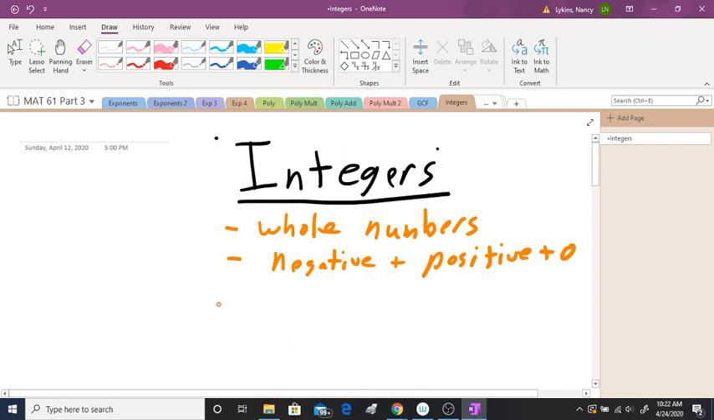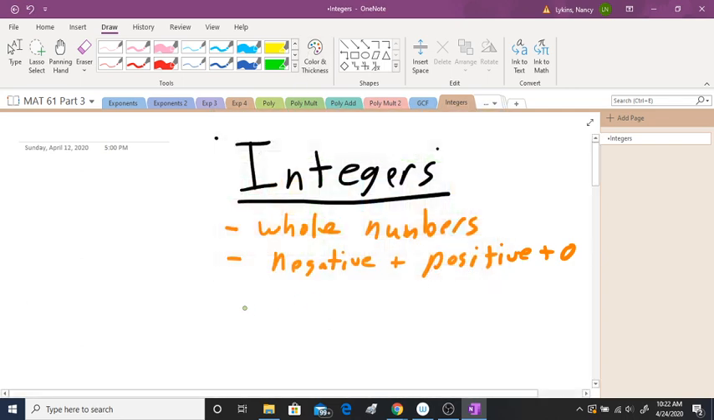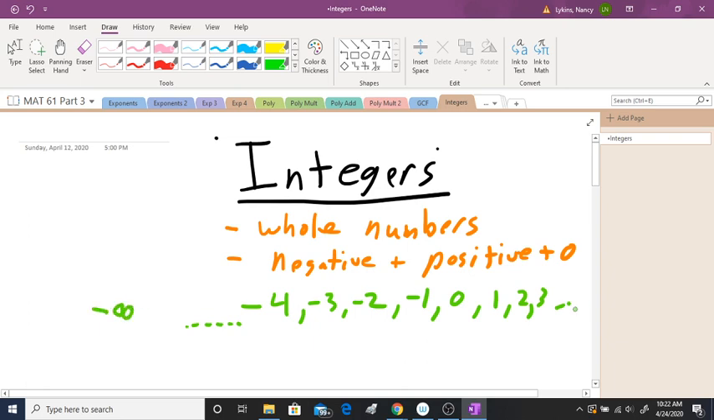So integers would be something like -4, -3, -2, -1, 0, 1, 2, and 3, and so on. And same thing with -4 and so forth. So really, you may hear the term negative infinity and positive infinity. This would be whole numbers that go either way, being negative and positive.